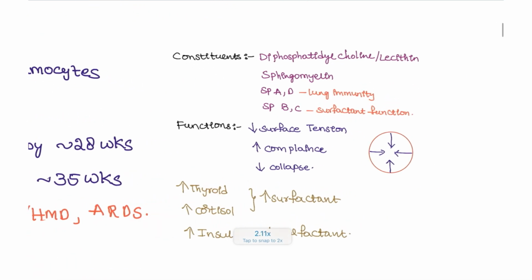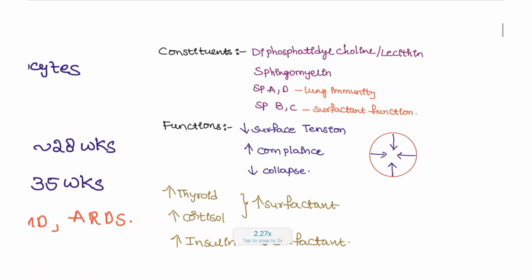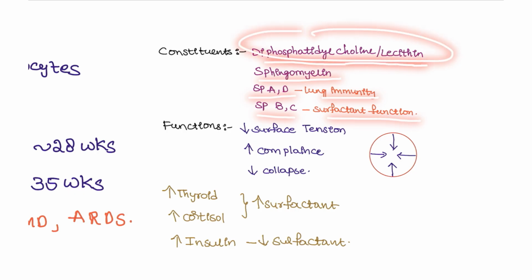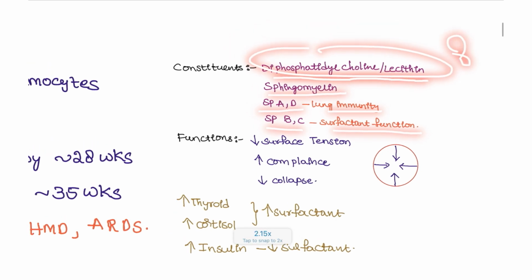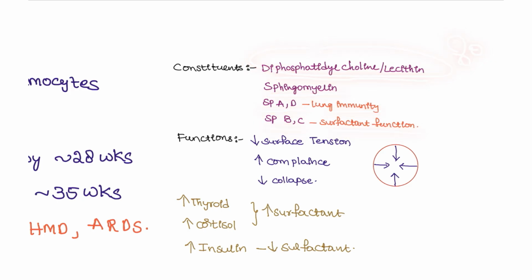So what are the constituents of the surfactant? It is made of dipalmitoylphosphatidylcholine, also known as lecithin, sphingomyelin, and surfactant protein A and D, which are important for lung immunity, and surfactant protein B and C, for surfactant function. So the major component is lecithin, which is almost 80% of the surfactant.